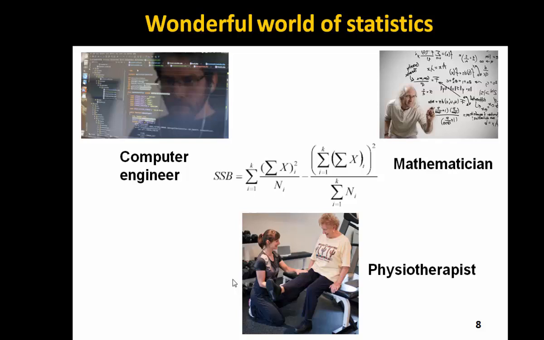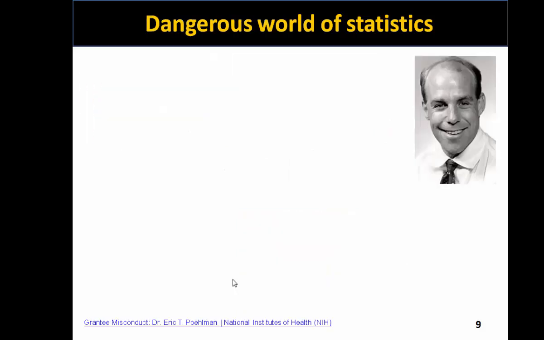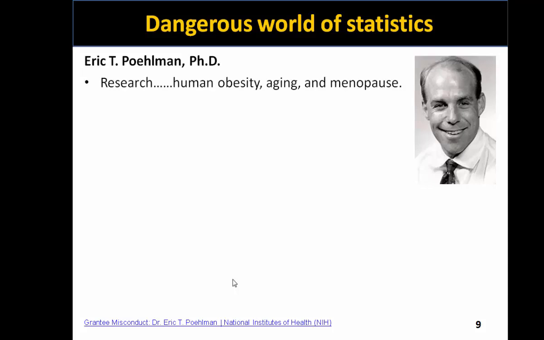So what we've seen so far is that statistics is a very wonderful thing that can solve a lot of our problems, but statistics can also set up for some very dangerous situations. I introduce you here to one Eric Pullman, who was a very renowned researcher, Canadian, who investigated and made some very startling discoveries related to human obesity, aging, and menopause.